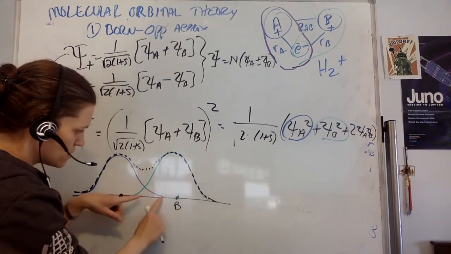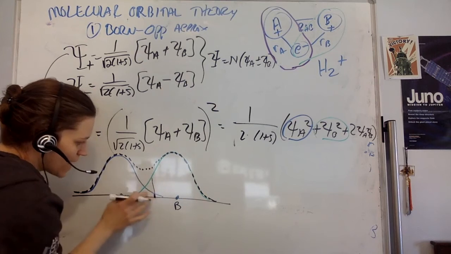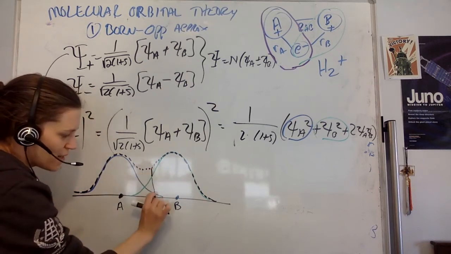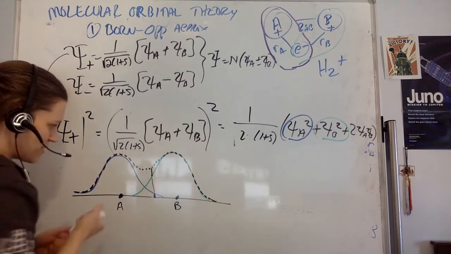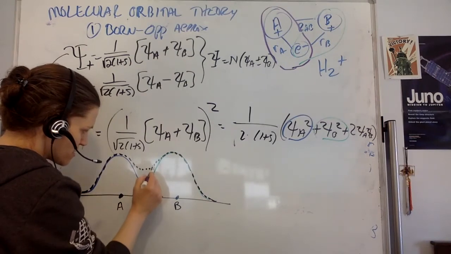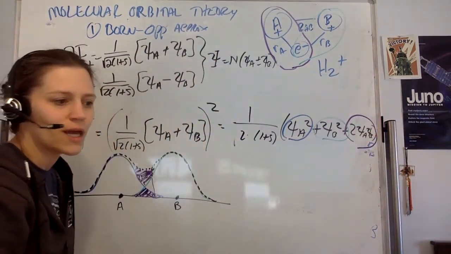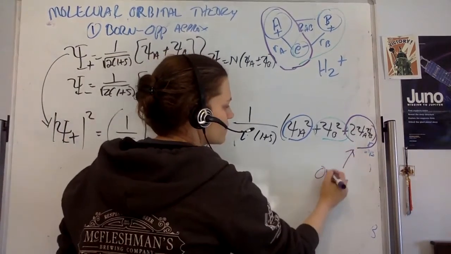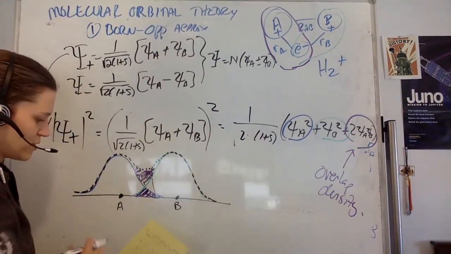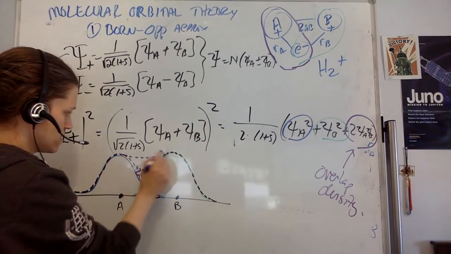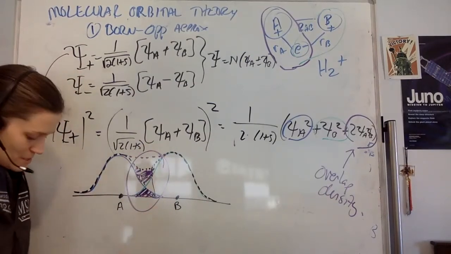Notice that if you add this part and this part, this amount plus this amount, that gives me this total. I'm adding the fact that you've got these two waves overlapping each other, and that's where you get this shape. This part in the middle represents the excess probability density, and that is what is called the overlap density. This is a cross-sectional slice of what it would look like. Really it's more like this, I just didn't draw them overlapping that much. But you get this overlap density right in between the two nuclei.